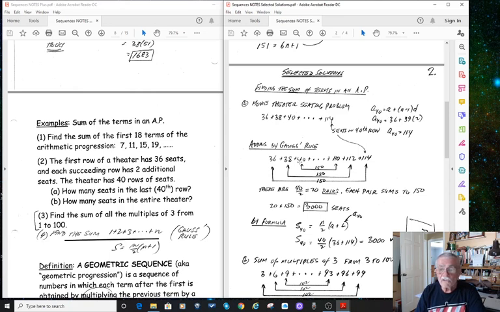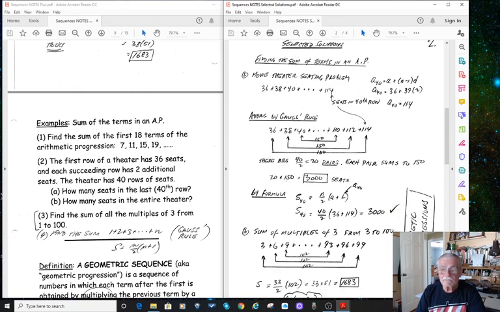If there are 40 rows, I have 40 over 2, or 20 pairs. Each pair sums to 150. So using a Gaussian common sense smart way of doing it, 20 times 150 is 3,000 seats. This theater holds 3,000 seats. Now, some people see it like this.